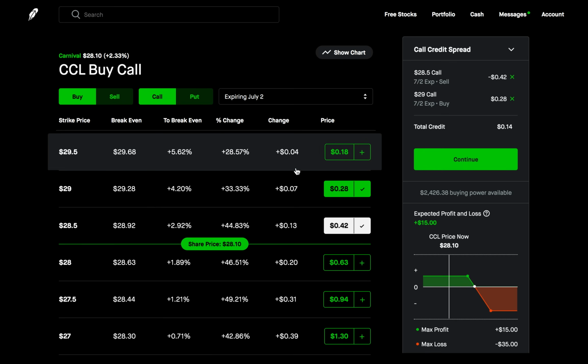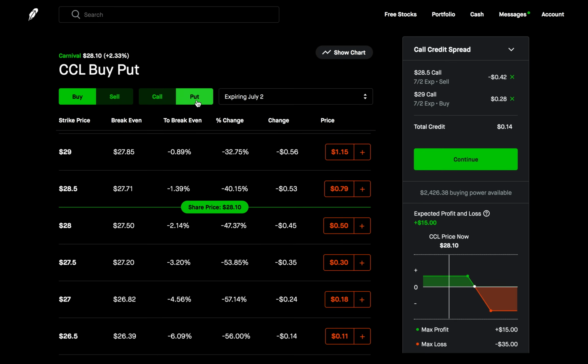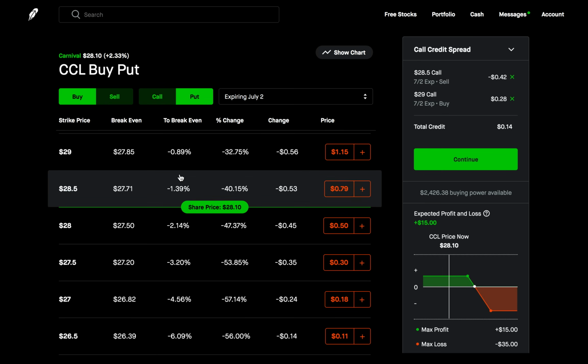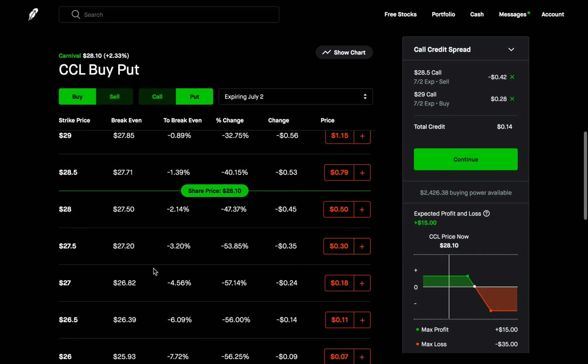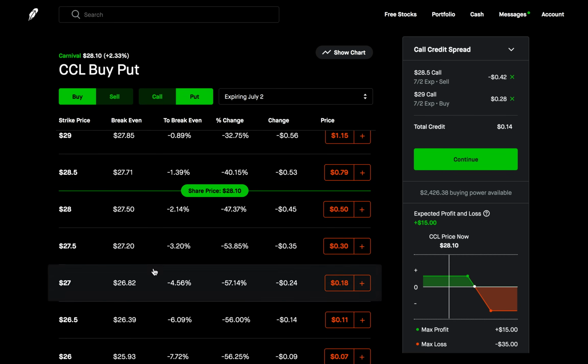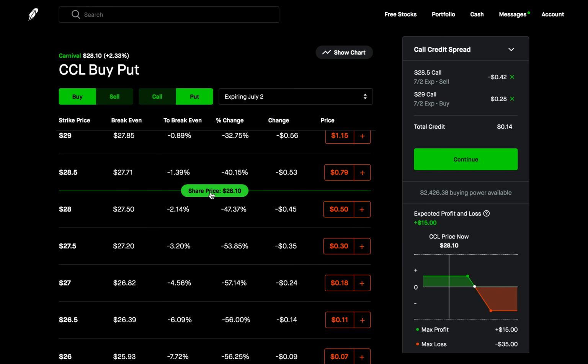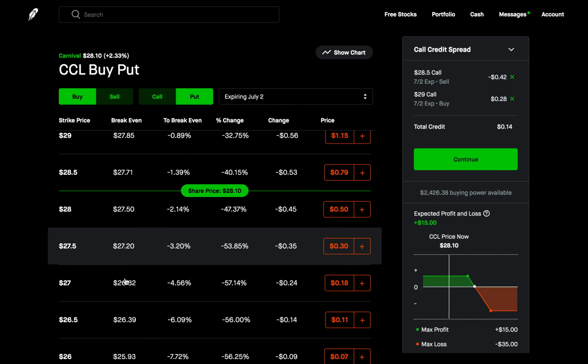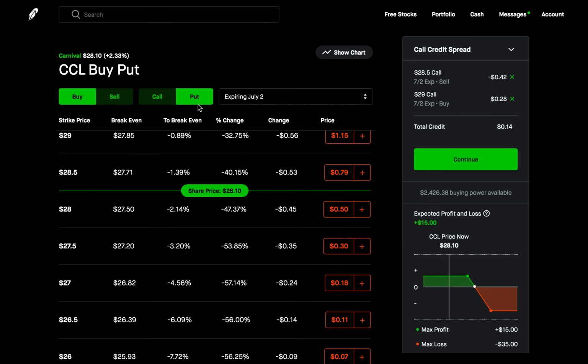So now what we would do is we'd switch over to puts. Okay, we're going to switch over to puts. And what we're going to do is use this credit to finance another play. So I'm going to come back down here. Now I'm going to go to the contracts that are below the current share price. So current share price 28.10. I'm going to deal with these contracts down here, and these are going to be put options.